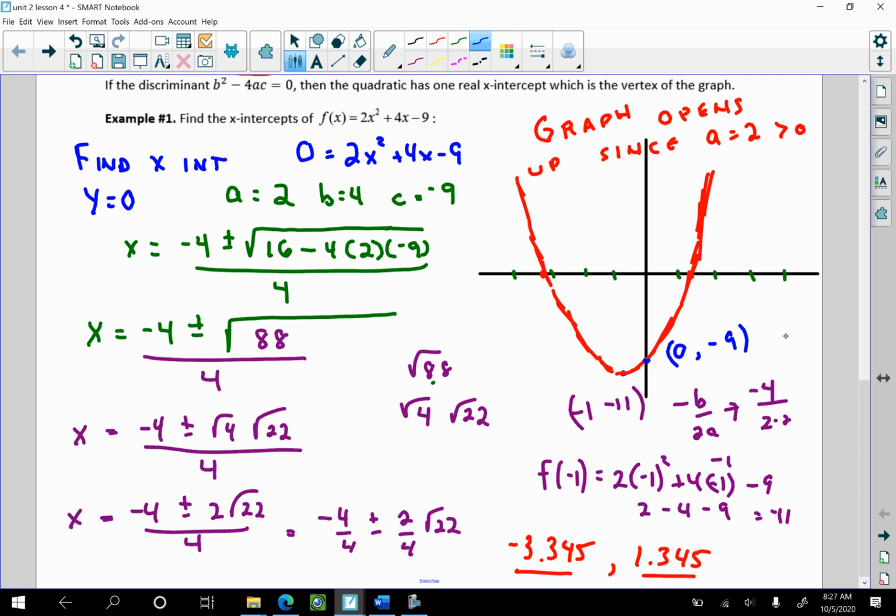And here's something else. Since the parabola is symmetric, if I'm here at -1 and I go 1 to the right and I'm at -9, if I went 1 to the left, that value should be -9 as well, because that employs the property of symmetry of the parabola.